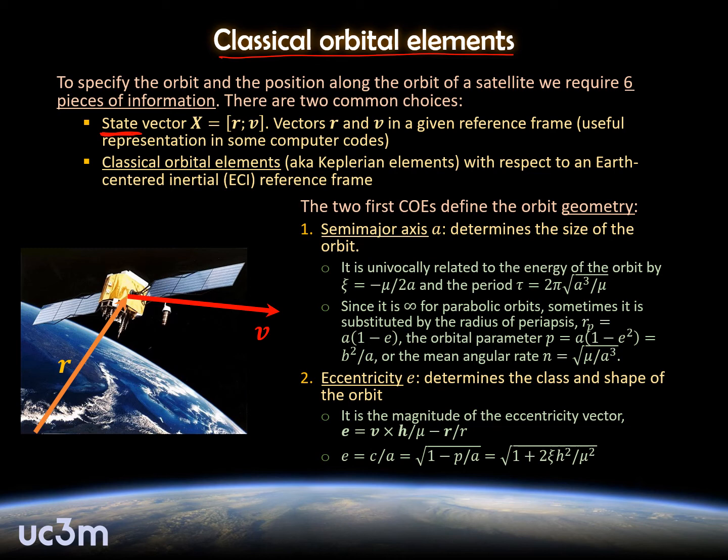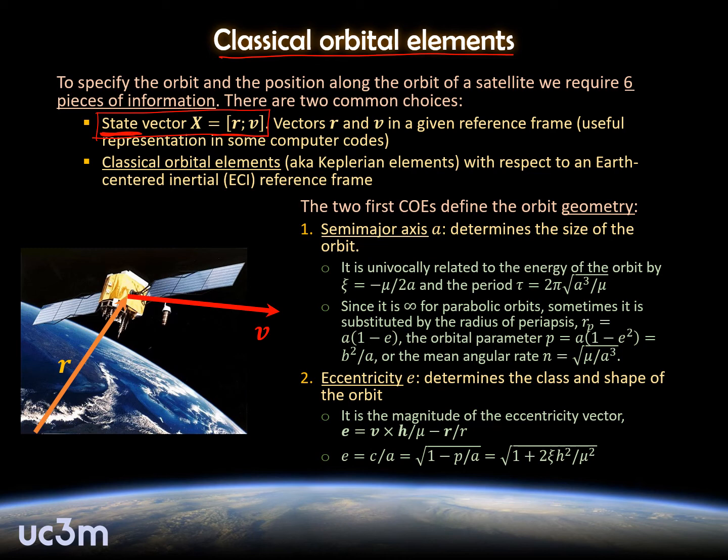So there are different ways. One is the state vector, as you see over here, which is just a 6-dimensional vector that concatenates the position and velocity vectors. So if you give me these 6 numbers, I will know exactly where the object is and how it is moving. So I have all the information about the state of the object.